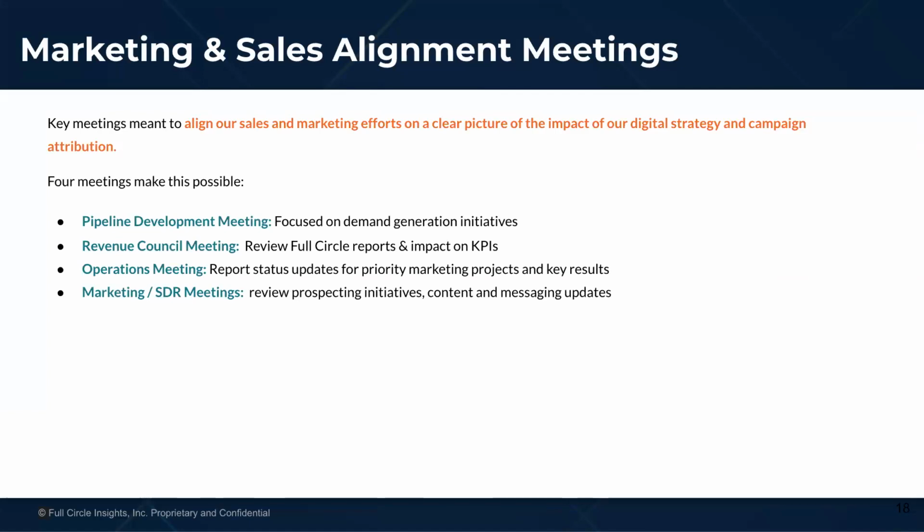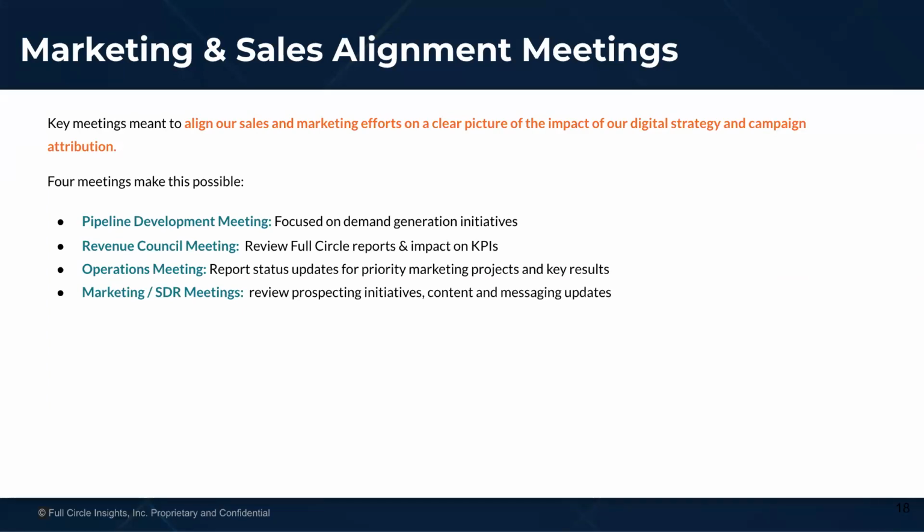So this is a meeting likely between your marketing team and also your SDRs, your sales team. This is focused specifically around your demand generation initiatives. A revenue council meeting. So this is something that you can meet with the sales team and review. We have full circle reports here because that's how we do it, but review your reports and the overarching impact on those KPIs. Meeting regularly for an operations meeting so that you can give updates to the larger team on your priority marketing projects and those results against your larger KPIs as well.